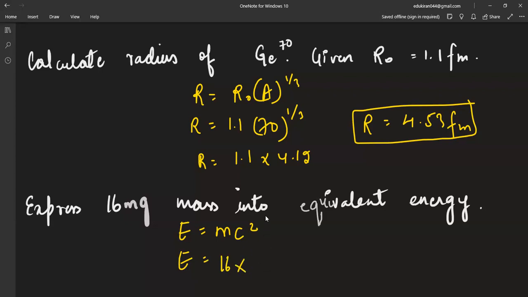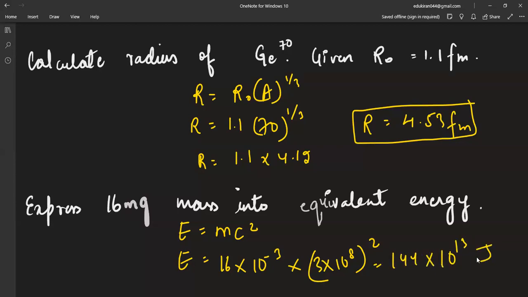Once this question came into NEET also. 10 to the power minus 3, c square. 3 into 10 to the power 8 meter per second, square. So this should come around 144 into 10 to the power 13 joules or 12 joules. Just check the answer. Write it down. 2 more questions I'll discuss with you.